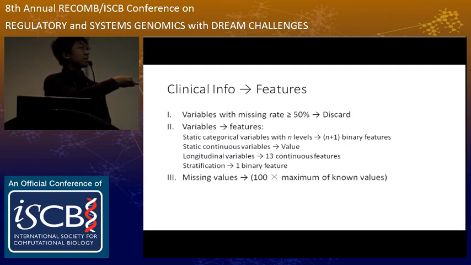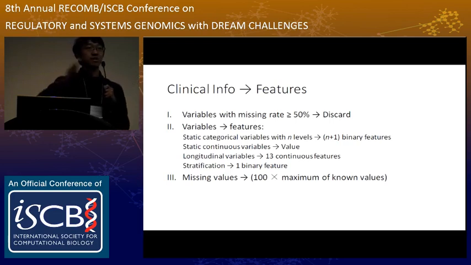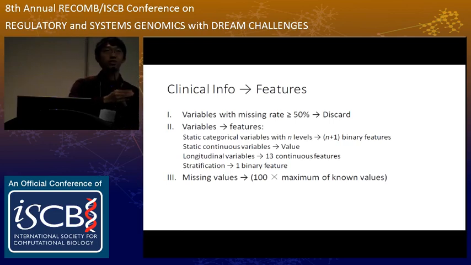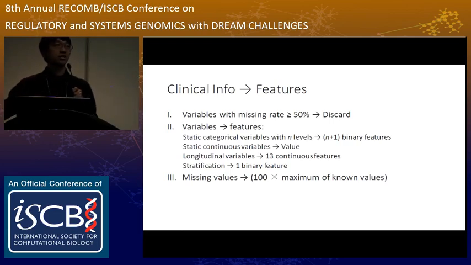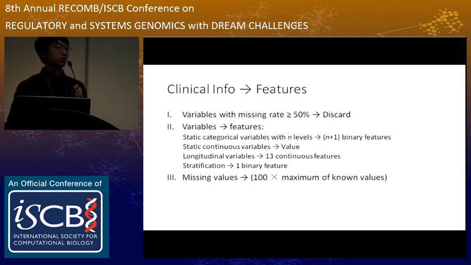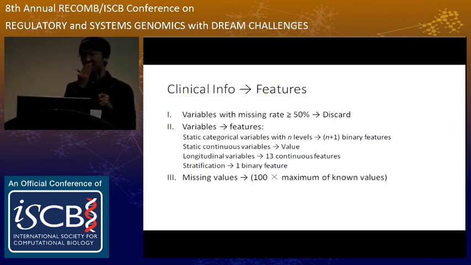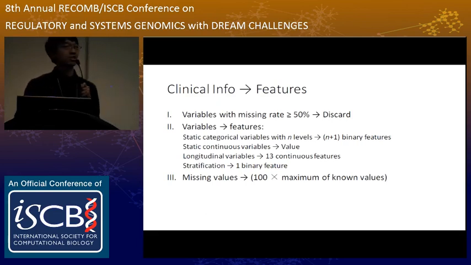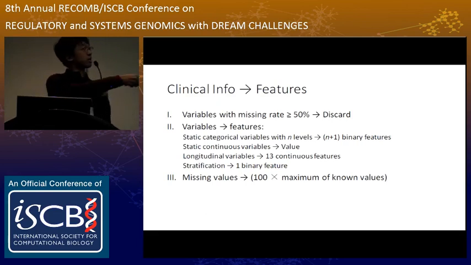The trickiest part is the longitudinal variables, which are kind of a time series. You measure the same variable at different time positions, and because the number of features you feed into the machine learning algorithm should be fixed and should not change much from patient to patient, we encoded all the longitudinal variables into 3 continuous features, which is on the next slide.